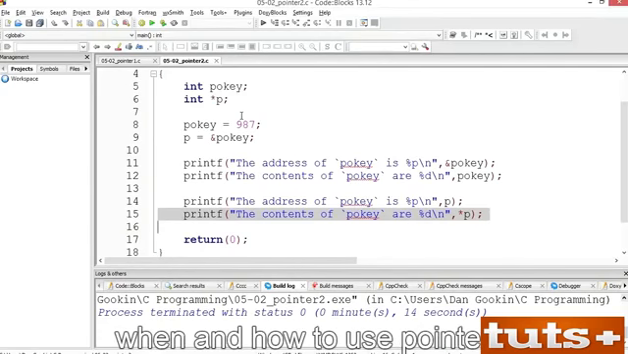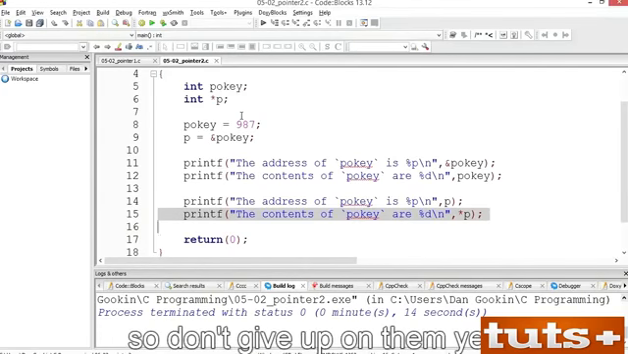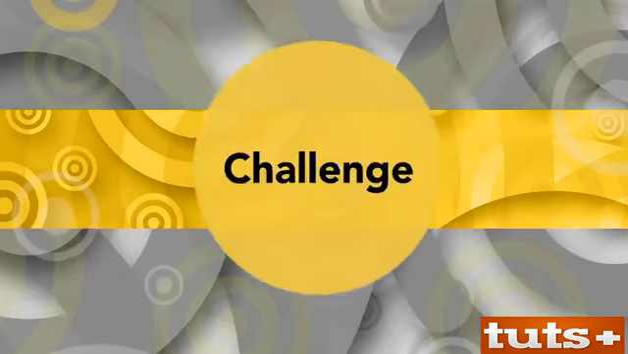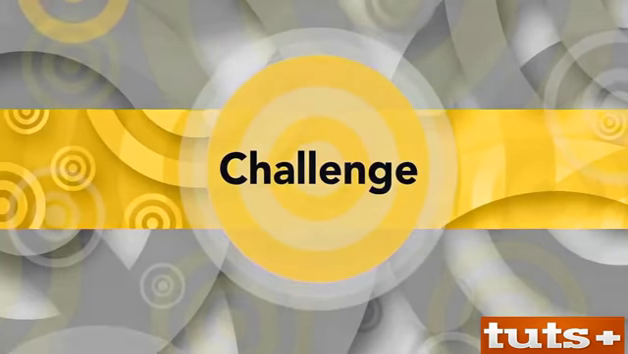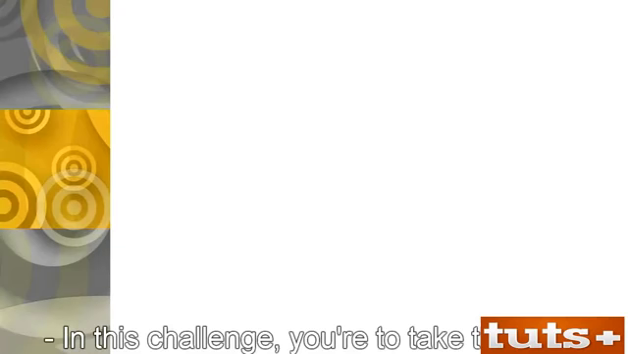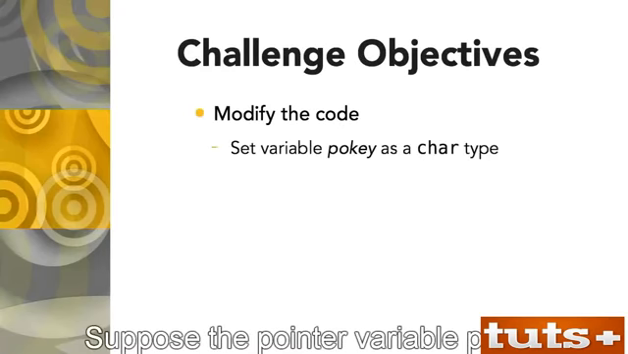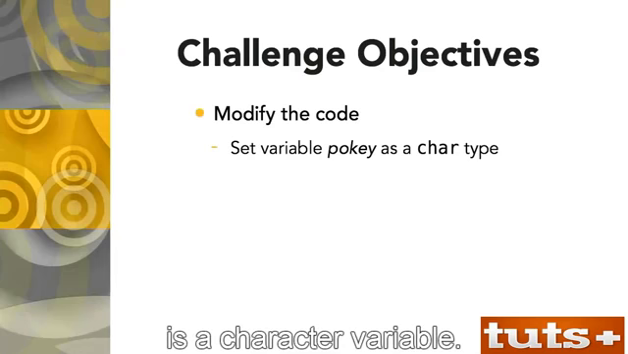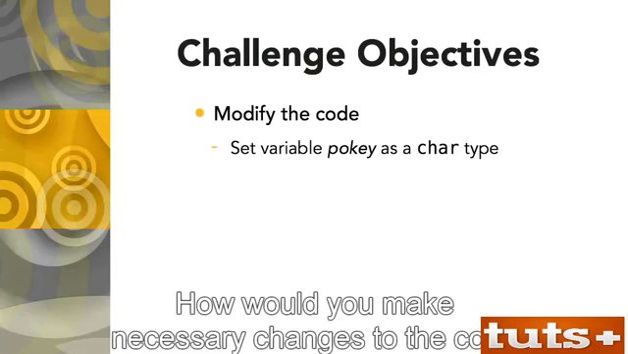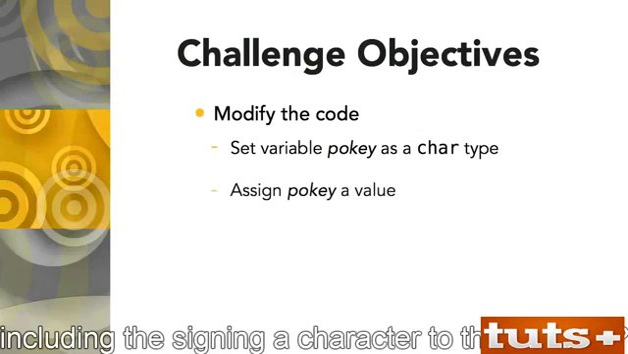In this challenge, you're to take the code from pointer 2 and modify it. Suppose that variable Pokey is a character variable. How would you make the necessary changes to the code, including assigning a character to the variable? Convert Pokey to a char variable and alter the rest of the code to reflect this change. This challenge should take you about 10 minutes.